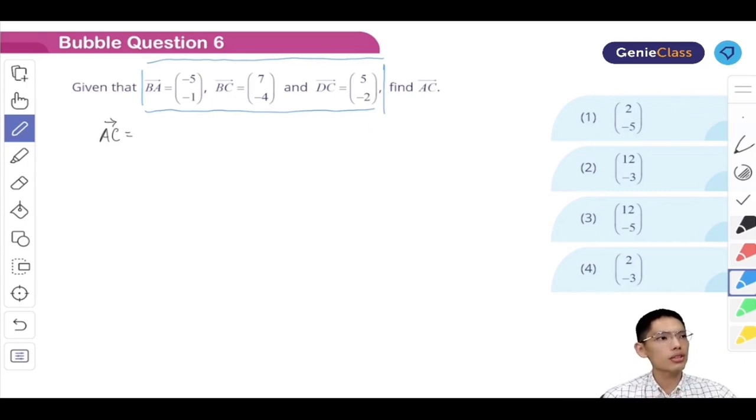Okay, I'll go through this. Don't worry about it. This is a little confusing. I'll go through this. Now, AC. I have BA, I have BC. So you realize, let's picture this. I need A. So definitely this vector has to come out.